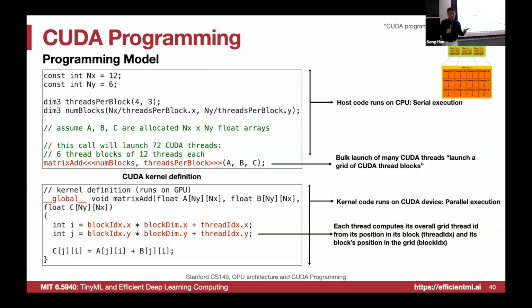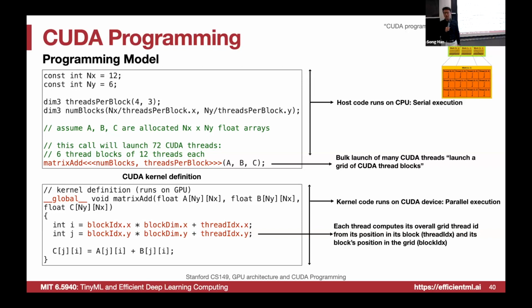Okay, so there are 2 sets of code. One is running on the host, running on the CPU. The other is running on the GPU. This is the host code running on the CPU, which is serial execution. What it is responsible for is basically allocating the memory for the matrices A, B, C, and also launching the CUDA threads. Here we bulk launch many CUDA threads. Actually, here we are launching a grid of 72 CUDA threads in this case.